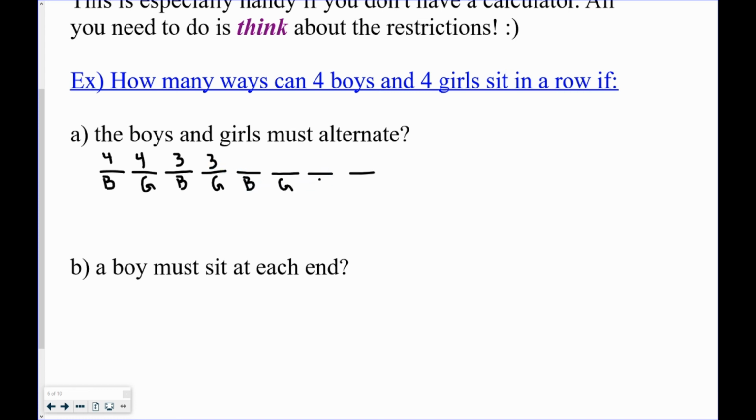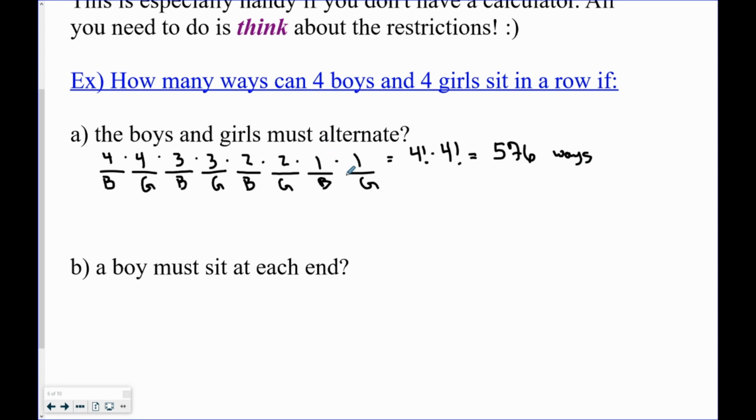So if you just alternate it like this, it's going to look like this: 2, 2, 1, 1. And just a reminder, I'm not writing it, but it's multiplication all the way through. So basically, you have 4, 3, 2, 1 times 4, 3, 2, 1. So you basically have 4 factorial times 4 factorial. Now, 4 factorial times 4 factorial is 576 ways that you can alternate 4 boys and 4 girls in a row.